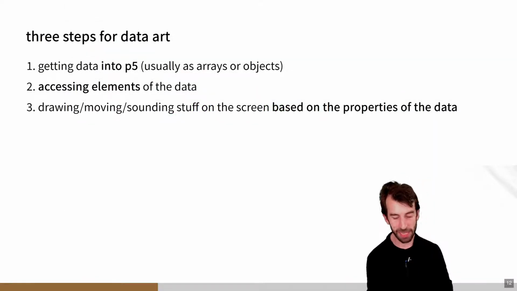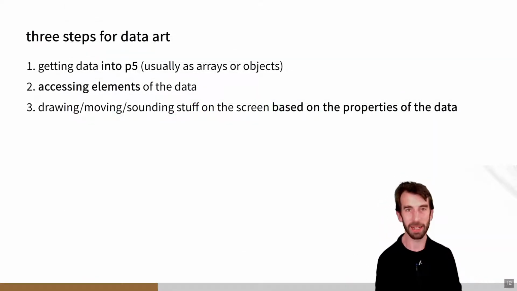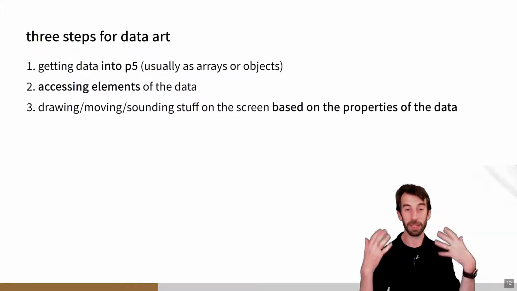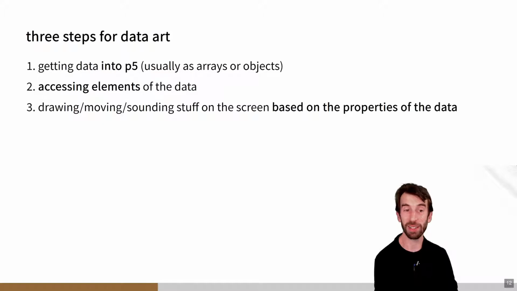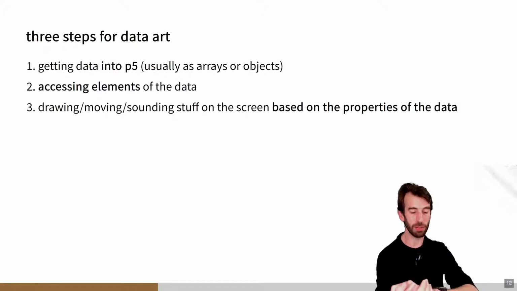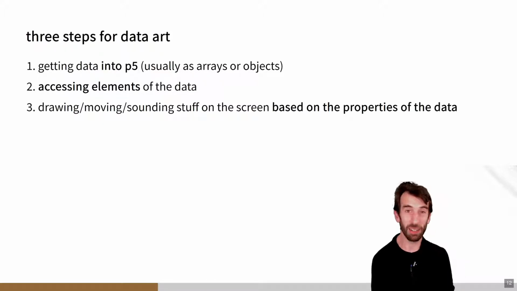So the 3 steps for data art that we're going to be thinking about today, I guess, is number 1, getting data into P5 in some way, usually as arrays or objects. Number 2 would be accessing elements of this data. How do we get at it? Similarly to what we were doing with arrays and objects. And then finally, number 3, what can we do to draw, move, sound stuff on the screen based on that data that we've loaded in?